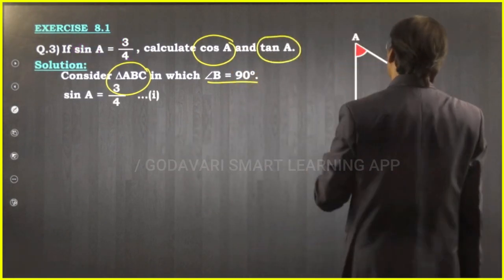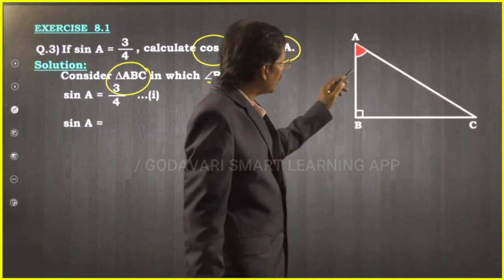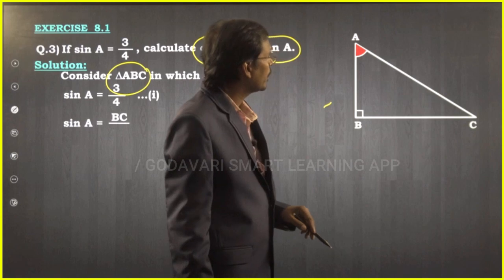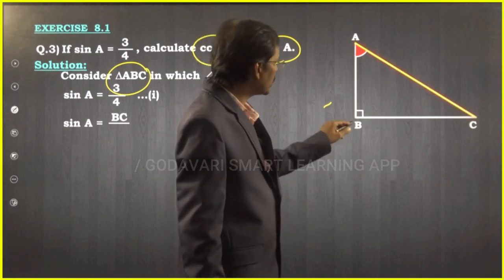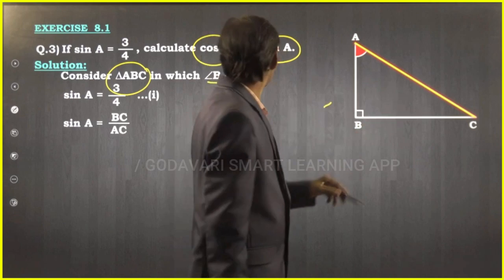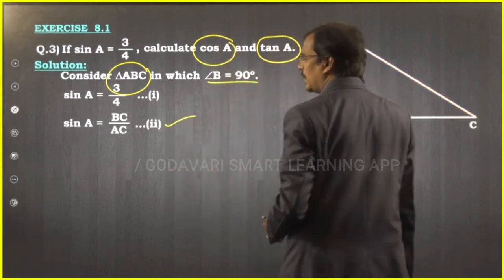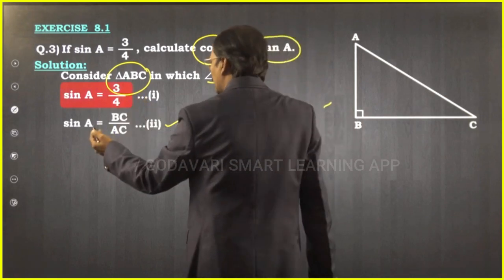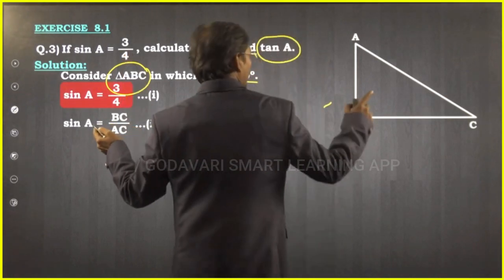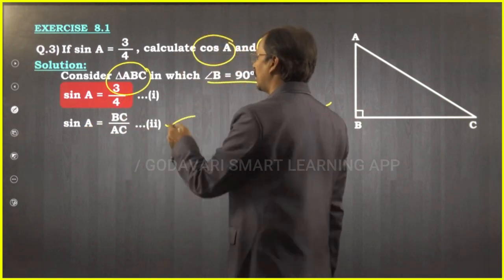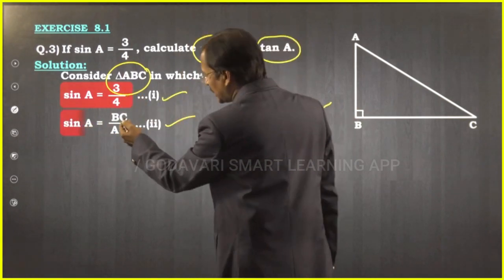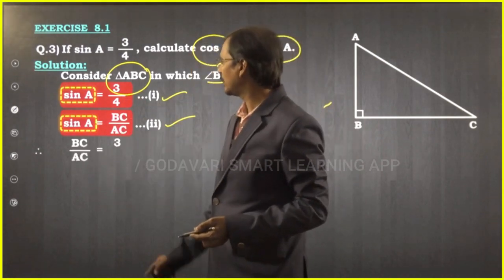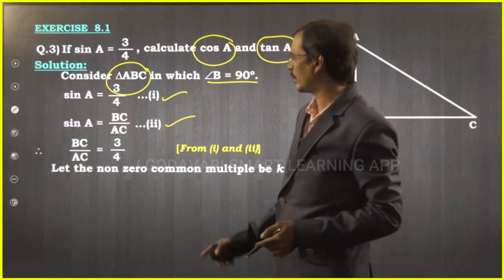From angle A, sin A is nothing but opposite side by hypotenuse. Opposite side is BC, hypotenuse is AC. Therefore, sin A is equal to BC by AC. Given data, sin A is equal to 3 by 4. From 1 and 2, 3 by 4 is equal to BC by AC.